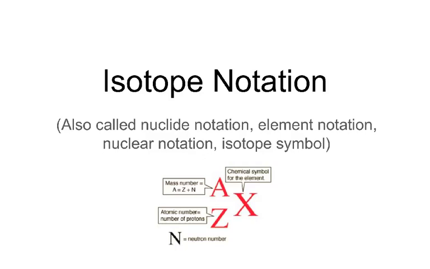In this video, I'll explain how to write isotope notation, which is also known by various other names including nuclide symbol. In the middle is always the element symbol. In the upper left corner is the mass number, which is the number of protons plus neutrons. And in the lower left corner is the atomic number, the number of protons in every atom.